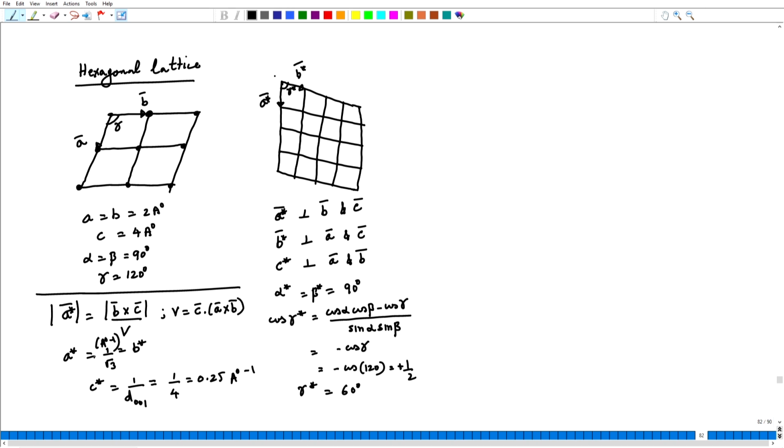Okay, with this I finish the discussion on this, and now I want to relate the diffraction with the reciprocal lattice, how this can be related. This will be continued in the next lecture.